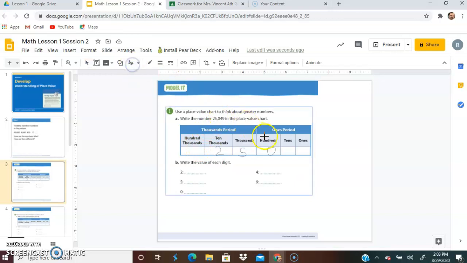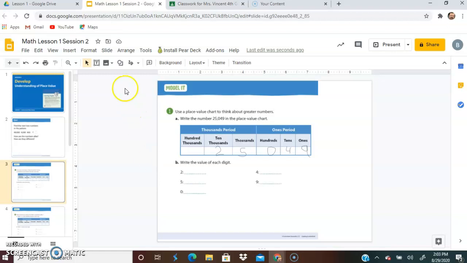4 is the next digit and it's in the tens. And finally, in the ones place, I have a 9. Ooh, that's a crazy one. Okay, so here I've taken this number and I have put it into my place value chart. Now let's write the value of each digit. The value of each digit is basically just taking the digit and then everything after putting zeros in.